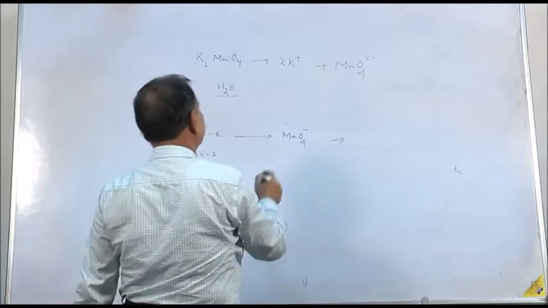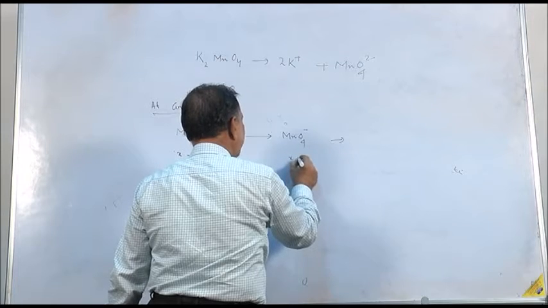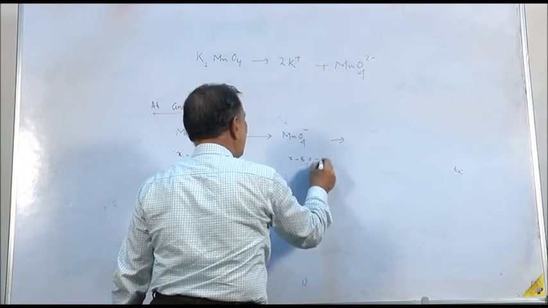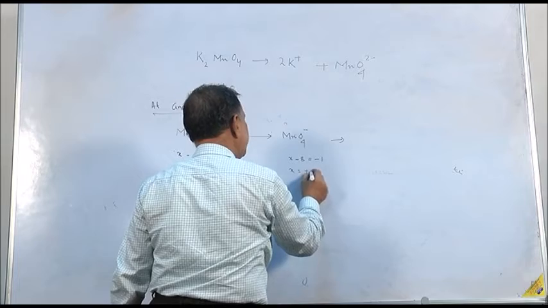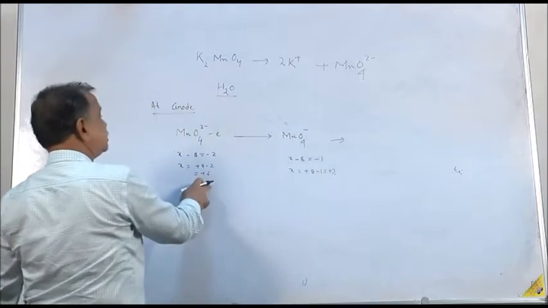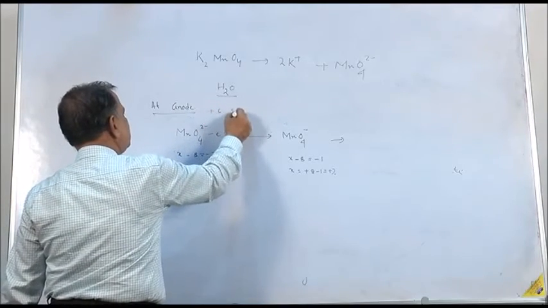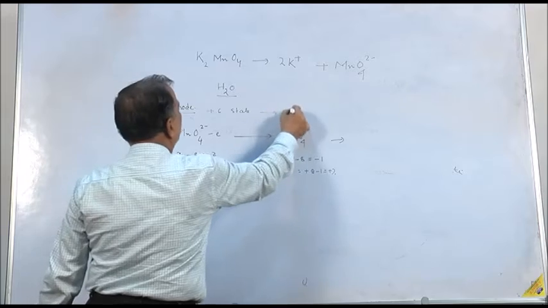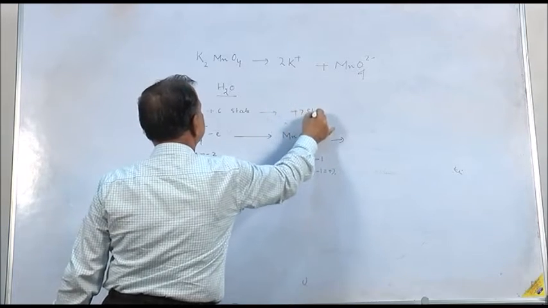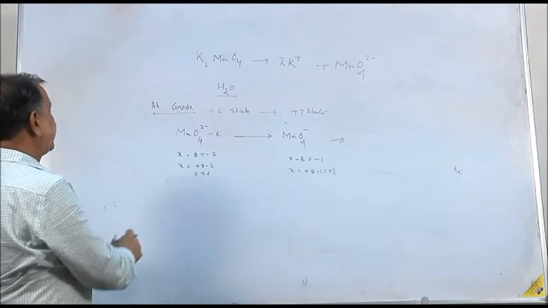Here this permanganate MnO4 minus: X minus 8 is equal to minus 1. X will be plus 8 minus 1, that is plus 7. So plus 6 changes to plus 7 state. Plus 6 state is changed to plus 7. Hence oxidation at anode.